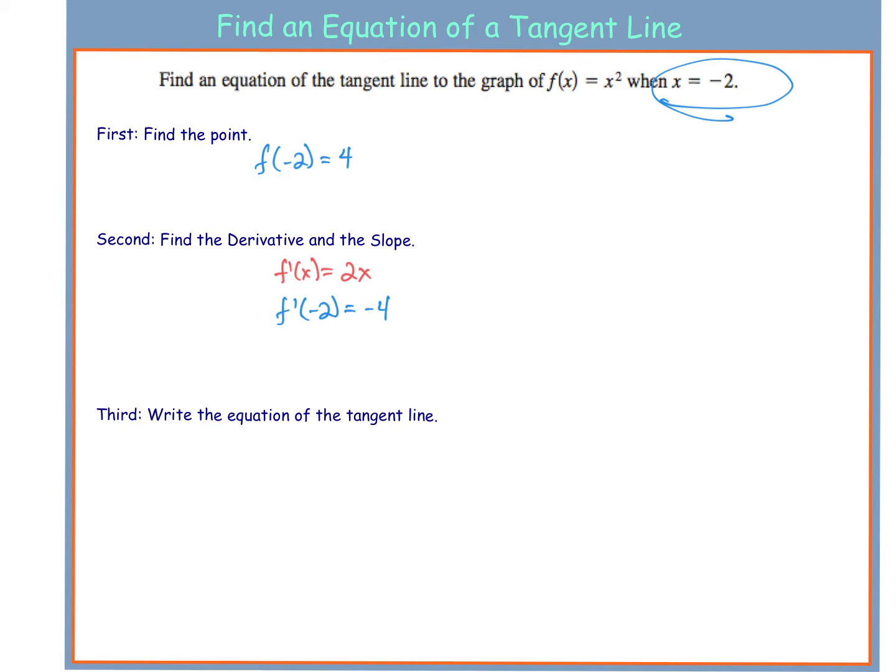So now I write an equation of my tangent line. So now I have y equals my slope of -4 times x what? +2, and then +4. And there is my equation of my tangent line. All right. Pretty good? All right, cool. We're moving.